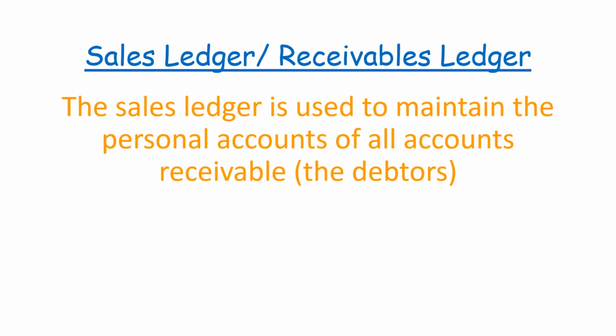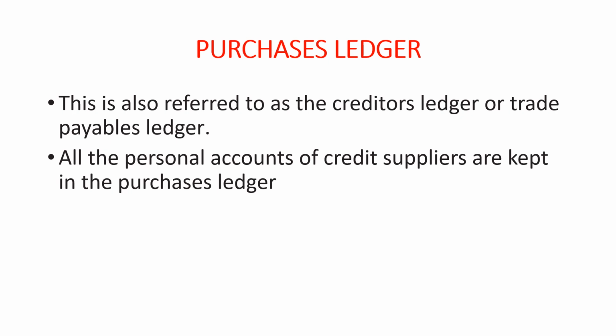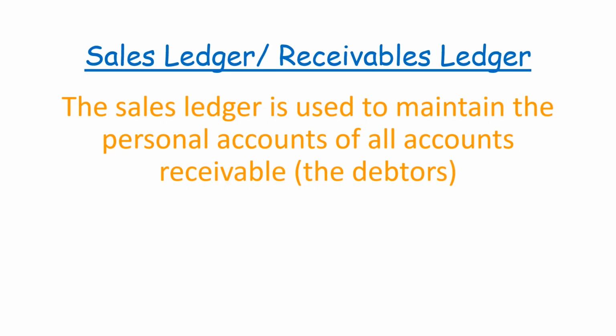Now, for those that don't appreciate the meaning of receivables or debtors, let me shed more light on this. If you own a shop and one of your customers comes to buy but they promise to pay at a later date, this means in your books of accounts that customer is considered a debtor. Debtors are considered assets and so are also considered accounts receivable.